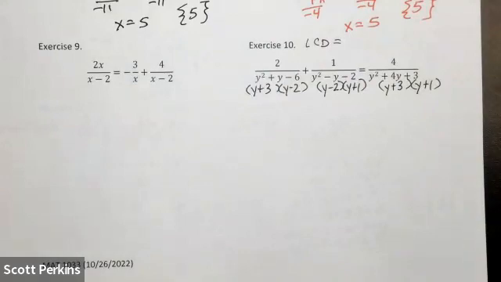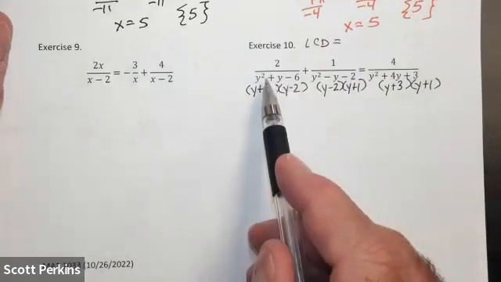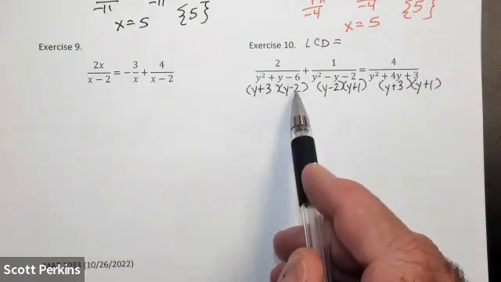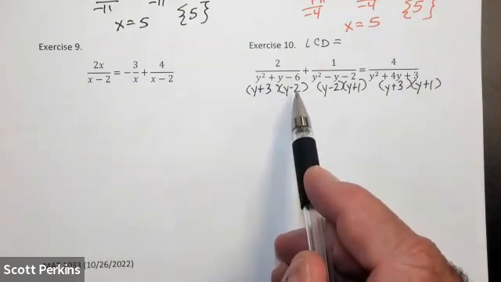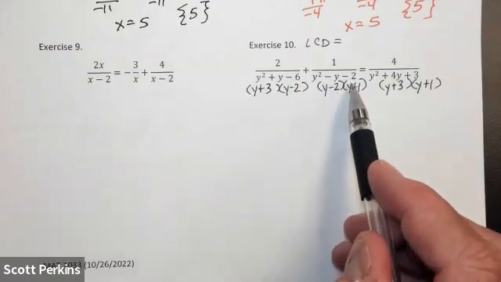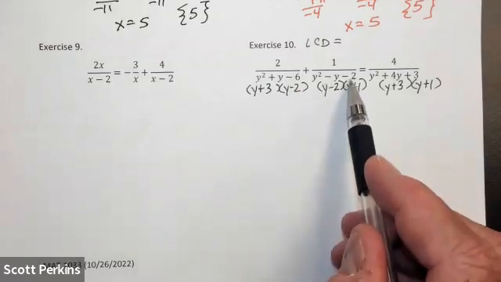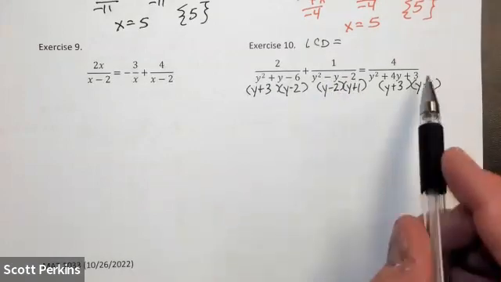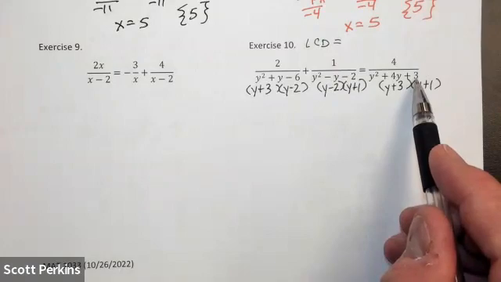All right, so the first thing to do is a little bit of factoring here. The two factors of -6 that are going to add up to +1 are +3 and -2. So there's my first two factors. The second fraction, the two factors of -2 that add up to -1 are -2 and +1. And then finally, in the third fraction, the two factors of 3 that add up to 4 are 3 and 1.